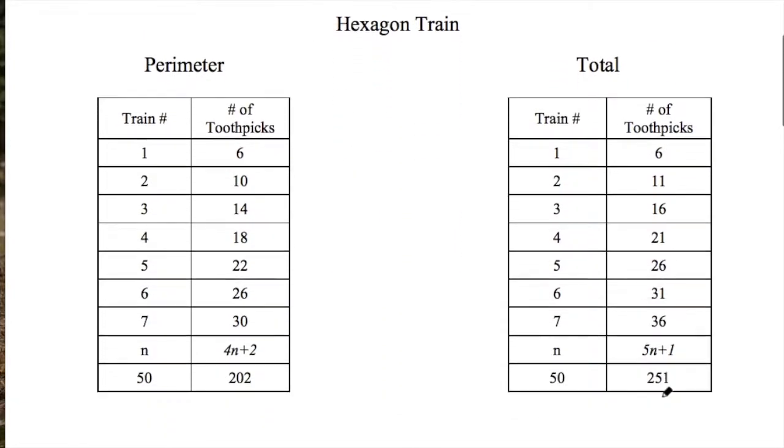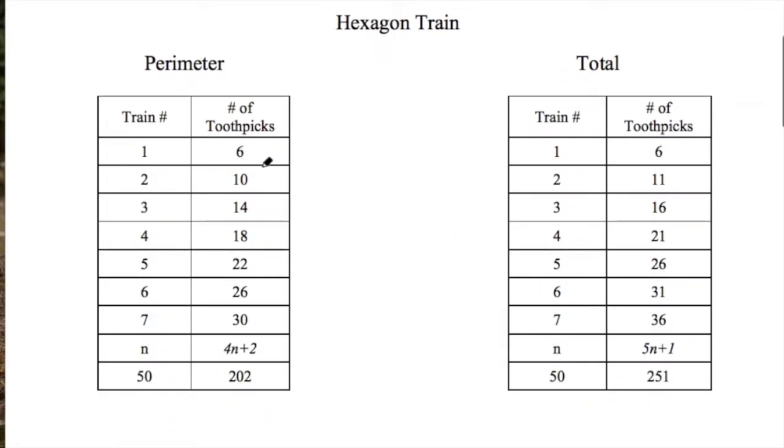All right, and finally for the hexagon train, we see a pattern of going up by 4. And our formula is 4n plus 2. So multiply, for example, 7 times 4 would give us 28. That's 2 short. So we need to add 2 more. So for train 50, times 4 is 200.